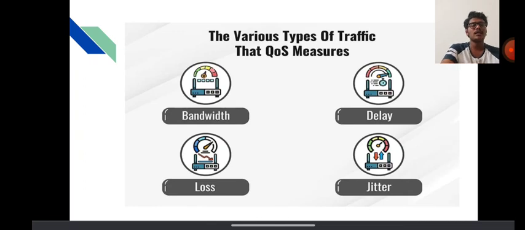So the various types of traffic that QoS measures, that is bandwidth, delay, loss and jitter, we have discussed in the previous slide. Specifically, we have discussed each and every one: bandwidth, delay, loss and jitter.